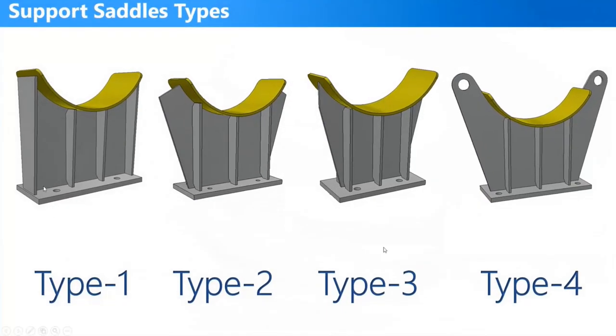Here in SEG software, you will find these main groups, and each group includes three sub types. The first type includes ribs on the outside, like that. The second type, the web of this saddle is perpendicular and has an edge here, and this edge goes to the center of the vessel. If we extend those two lines, they will intersect with the vessel centerline. The third type has a vertical edge, and this edge is perpendicular to the base plate, and another type is a saddle with a lifting lug.